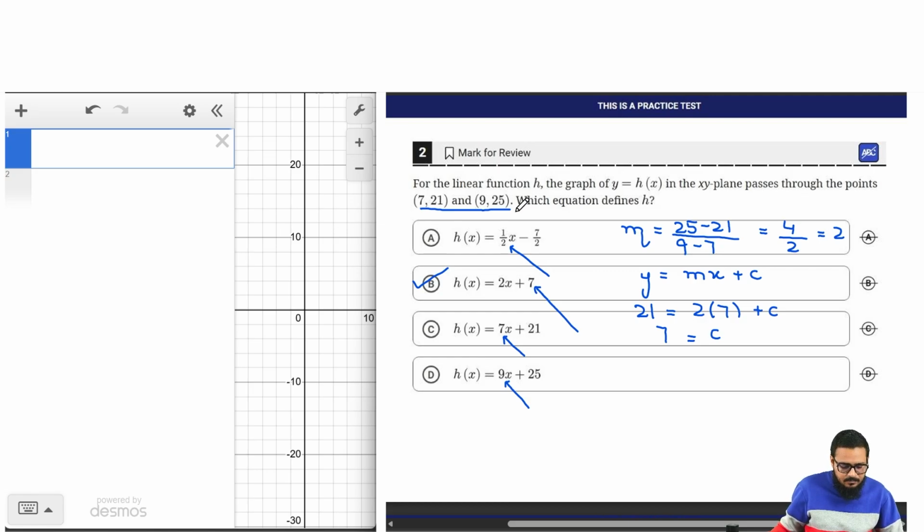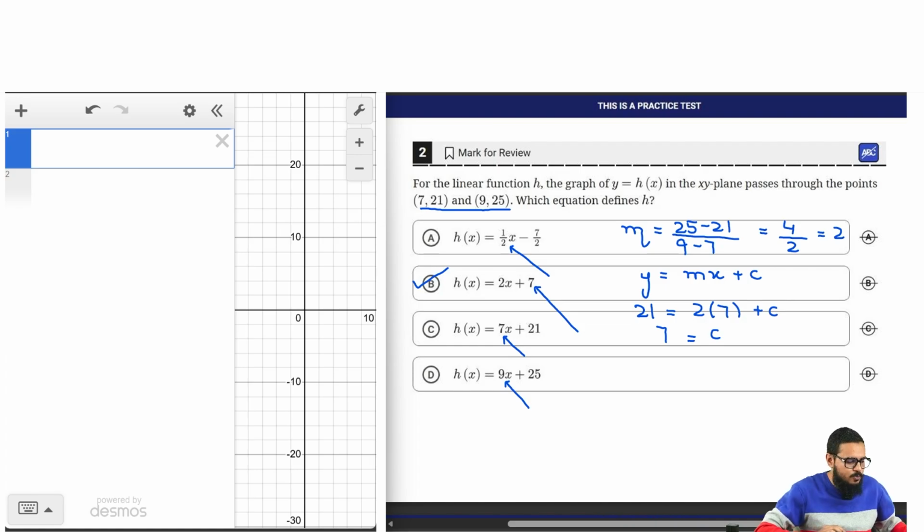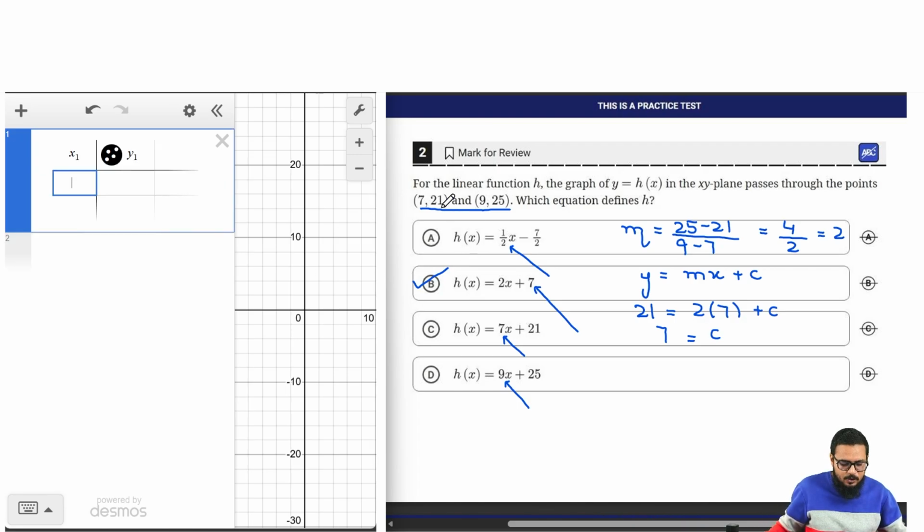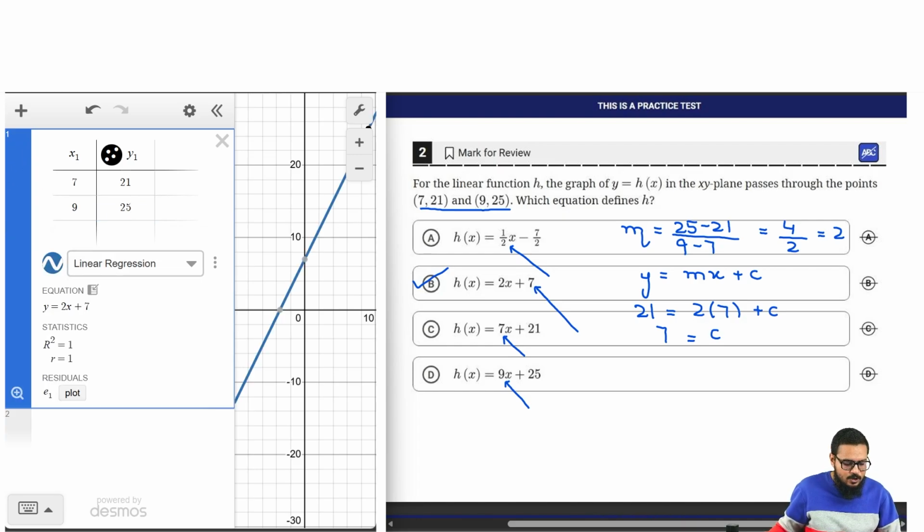But I think this question should be done on Desmos. I think Desmos would be the quicker method, considering the nature of the numbers. These are relatively bigger numbers, so you might make some petty errors in this question. So just to be safe, I think Desmos would be a good option for this one. I'm going to go to the table mode, and try both the coordinates available to me. The first one is 7, 21, and then 9, 25, that's my second coordinate, and I'm going to do the automatic linear regression right from the top. That's my equation. y equals 2x plus 7, and that should be the answer for this one.